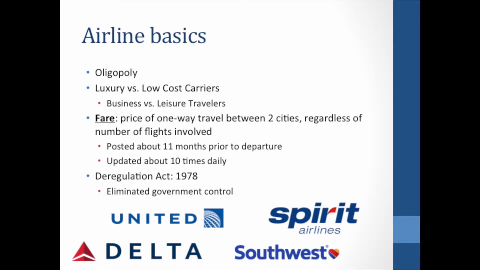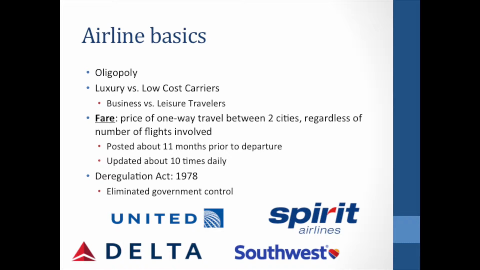An important distinction to make is the difference between a luxury carrier and a low-cost carrier. Examples of luxury carriers are Delta and United, who target the business traveler, and examples of low-cost carriers are Southwest and Spirit, who target the leisure traveler. The difference of these target markets are very important because they play a role in how the airline decides to price their tickets. Airline ticket prices are more commonly referred to in the industry as fares, meaning the price of travel one way between two locations regardless of the number of flights involved.